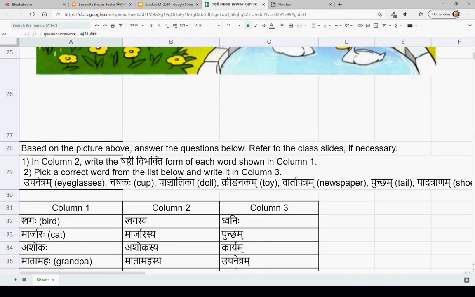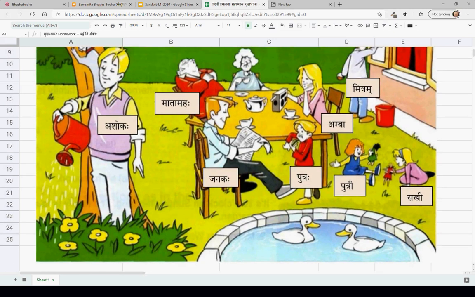So here in the picture there are some objects. What are those objects which are shown here? Like Ashokaha is the name of the person, Matamaha, Janakaha. Janakaha means father. Putraha is son. Putri, daughter. Sakhi, female friend. And Mitram is just a friend. It could be male or female, because Mitram is an Napumsakalinga word. And Amba is Mata, means Amba is mother.